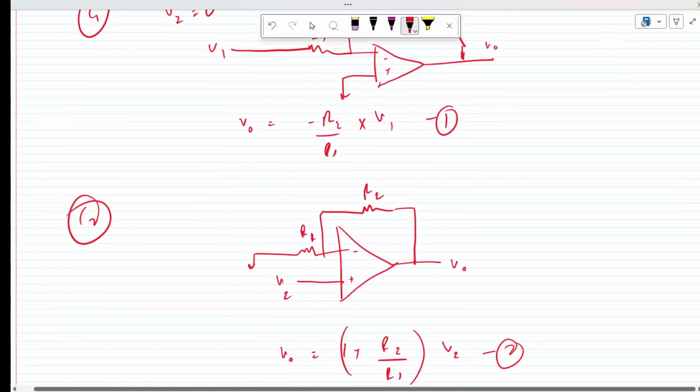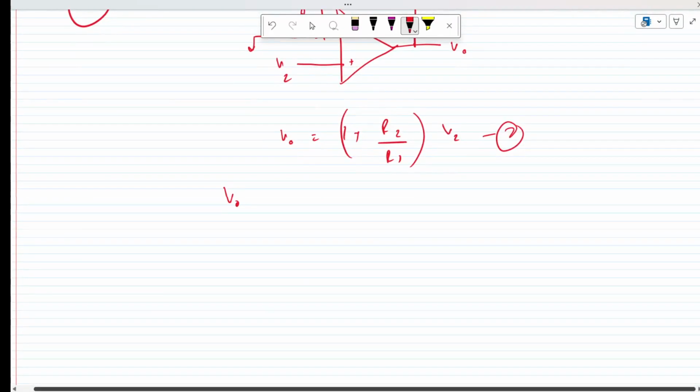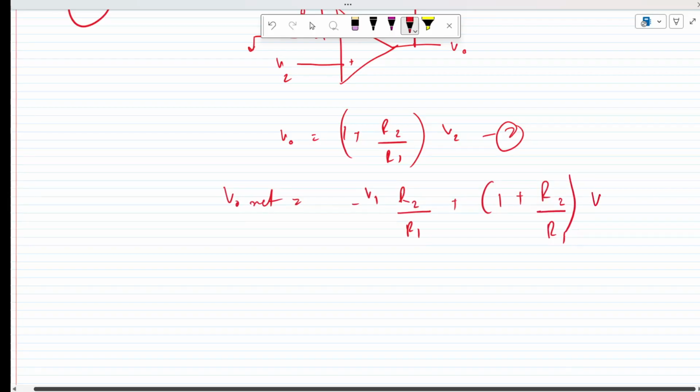Now we have to add both of these to get the net V output. That would be minus V1 times R2 over R1 plus 1 plus R2 over R1 times V2. So this is going to be the net equation.